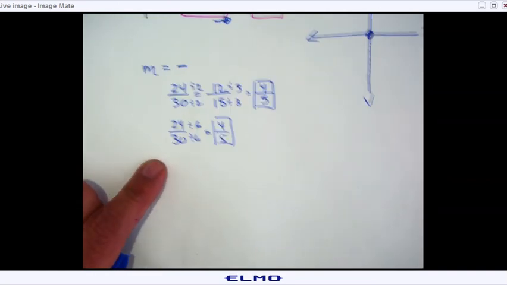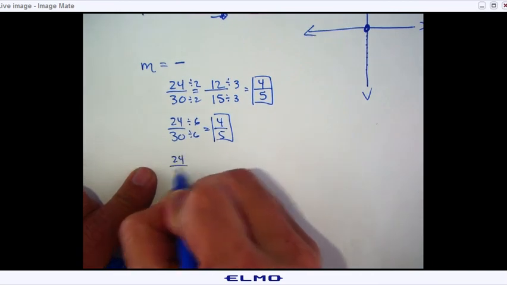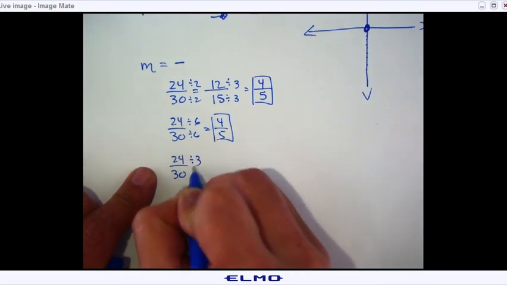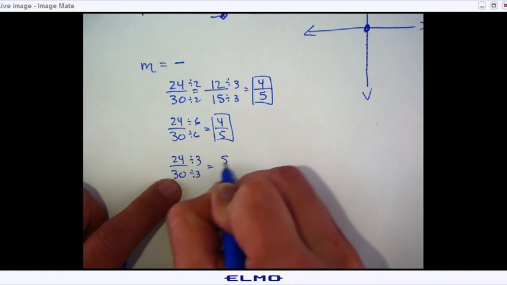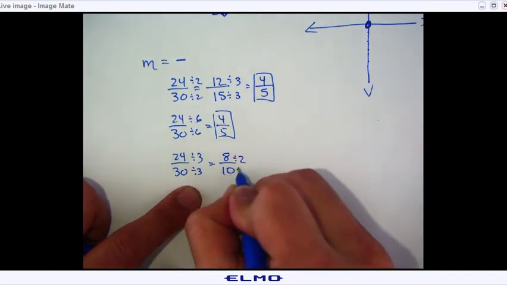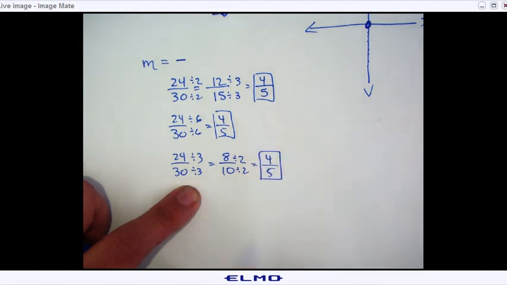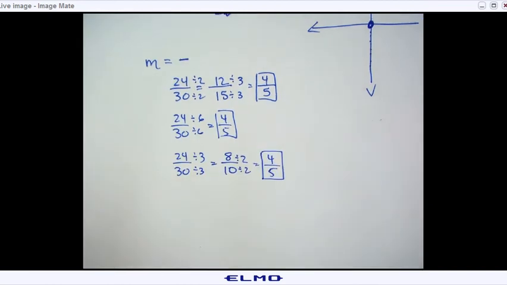So there's different ways. Mister, can I divide by 3 first? 8 over 10. You've got to keep going. There you go. Divide by 2. See that? So you could divide any which way you want.